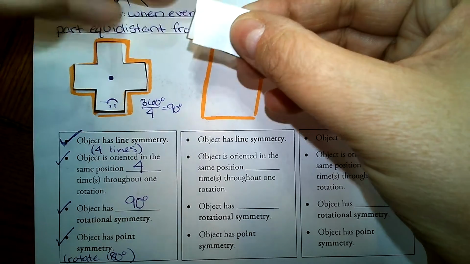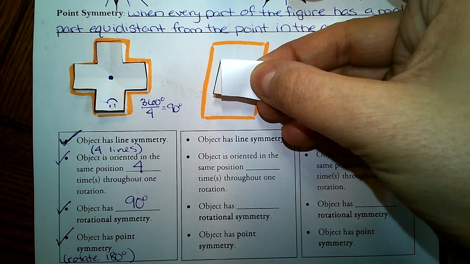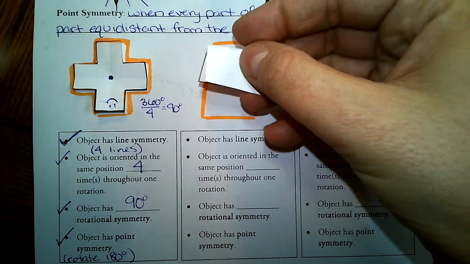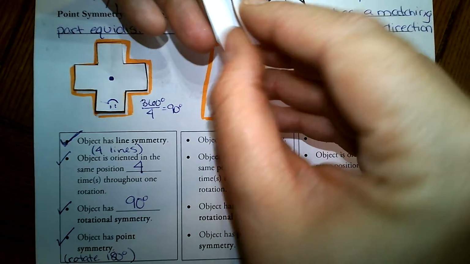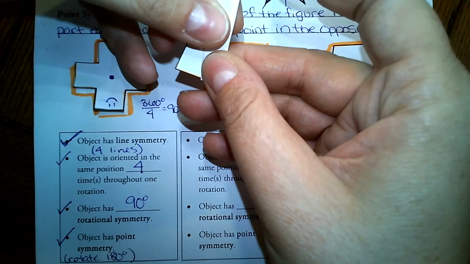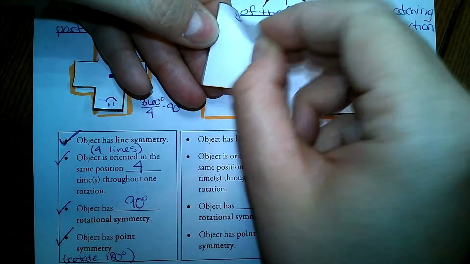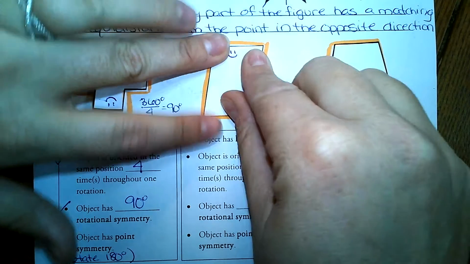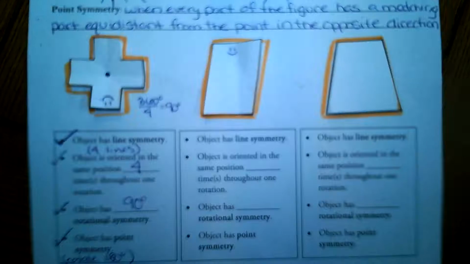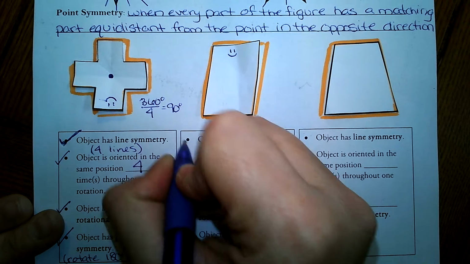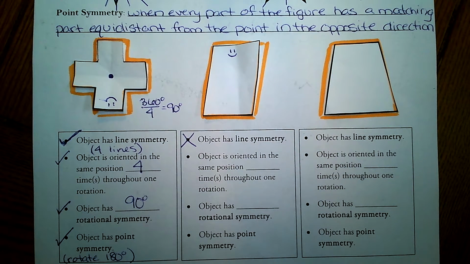Well, if I try to fold it horizontally, you see that things don't line up correctly. If I try to fold it vertically, still doesn't line up correctly. If I try to fold it diagonally, it doesn't line up correctly. This parallelogram has no line of symmetry. There's nowhere to fold this image in half to create mirror parts.